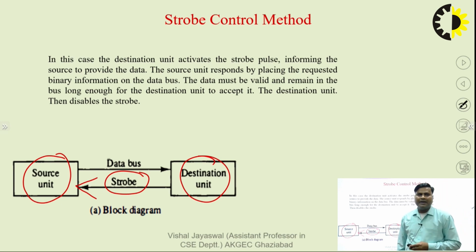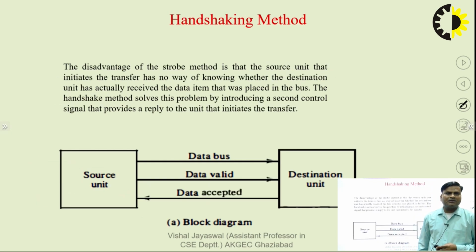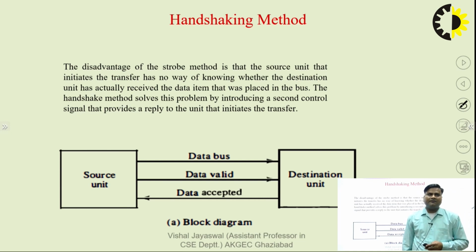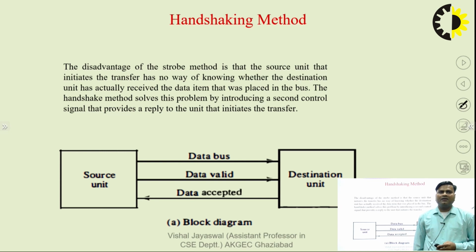For this, we can take another method, that is called the handshaking method. The disadvantage of the strobe method is that the source unit that initiates the transfer has no way of knowing whether the destination unit has actually received the data item that was placed on the bus. The handshake method solves this problem by introducing a second control signal that provides a reply to the unit that initiates the transfer.